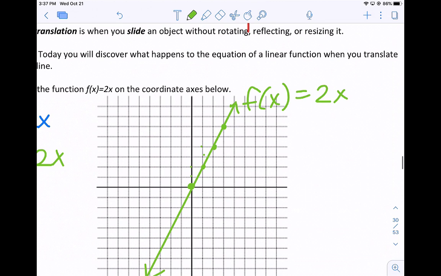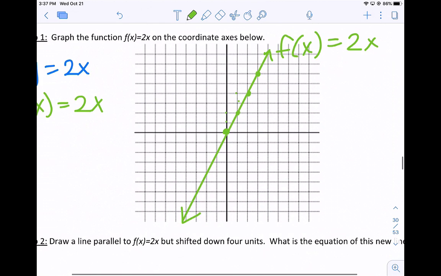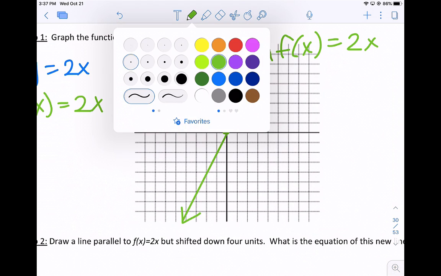All right, so there's my graph, my function, f of x equals 2x. You can see why it's a function. It would pass the vertical line test. We could draw a vertical line anywhere on this graph, and it would meet the graph only once.